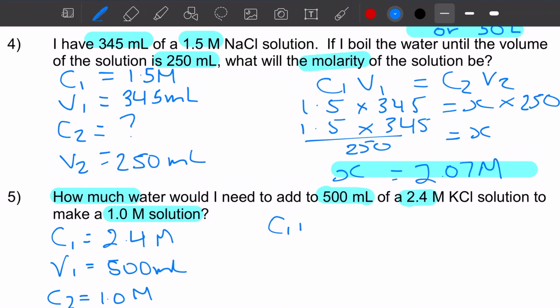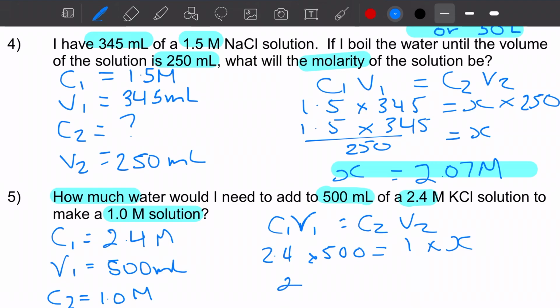So C1 V1 equals C2 V2. 2.4 multiplied by 500 equals 1 multiplied by x. So 2.4 times 500 divided by 1 equals x. X equals, what's 2.4 times 500? 1.2. No, 1,200 milliliters.